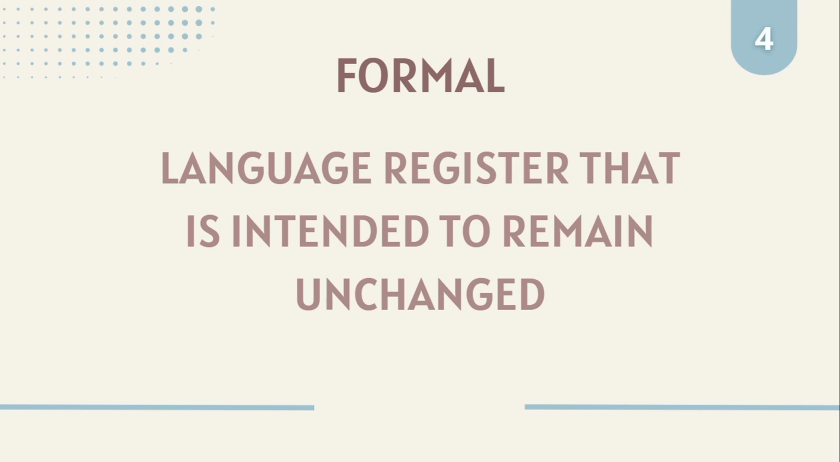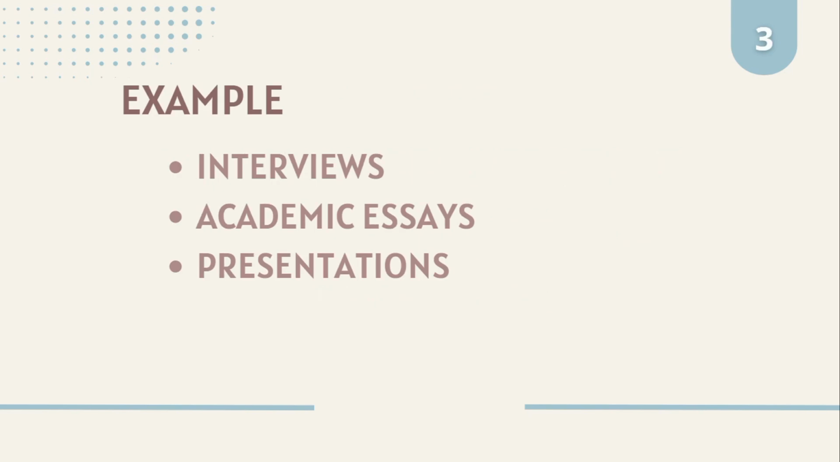Second is formal. Formal register is less rigid but still constrained. It often uses the standard language and is intended to be appropriate and restrained. It rarely uses contractions and slang. This register is used in academic, professional, and legal contexts. Formal register is used in interviews, academic essays, and presentations.